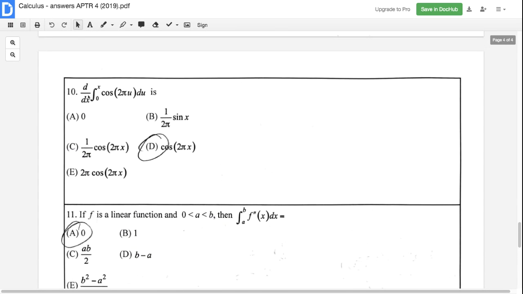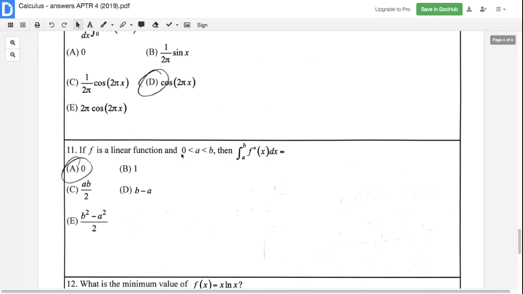Number 10, I want the derivative of an integral. So we should know this by now. It's the second fundamental theorem of calculus, which is 2 steps. I plug in the x and I multiply by the derivative. In this case, the derivative of x is 1. So really all I have to do is plug in the x and I get cosine of 2 pi x. Don't miss that one. It's super easy.